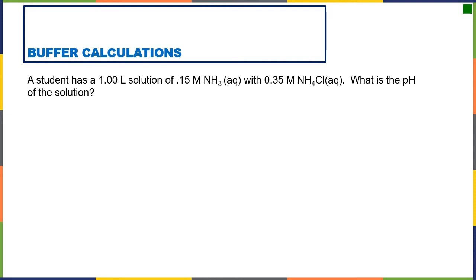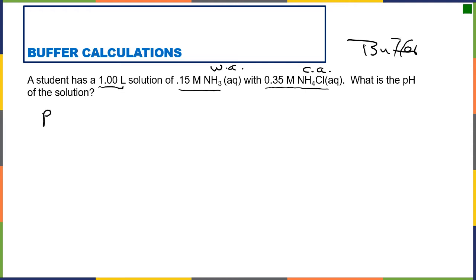So we have a solution, 1 liter, volume is going to become relevant in a moment, that contains 0.15 molar of ammonia and 0.35 molar of ammonium chloride. What is the pH of the solution? Well, first of all, we have a weak base and we have its conjugate acid, which means we have a buffer.